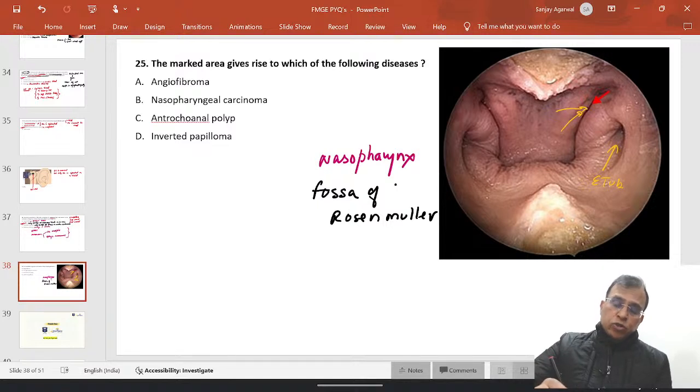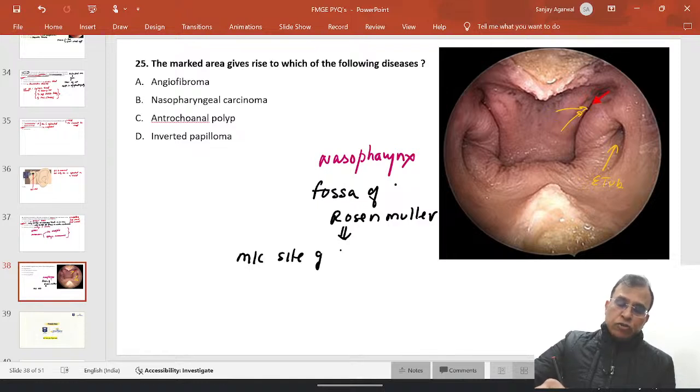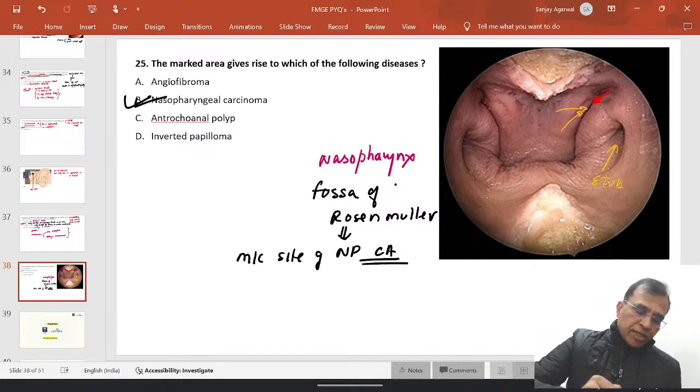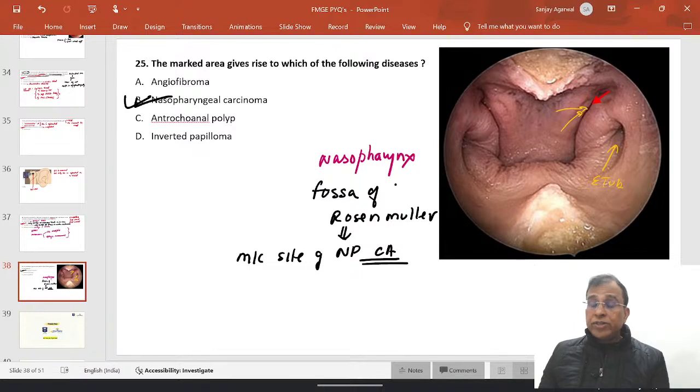Now, why is the fossa of Rosenmuller in the nasopharynx, behind the eustachian tube, important? Because it's the most common site of nasopharyngeal carcinoma. So which disease happens here? Nasopharyngeal carcinoma. Straightforward. That's why I told you nasopharyngeal carcinoma is very important. They've been asking this question so many times, and we have discussed 2 or 3 questions related to nasopharyngeal carcinoma because of the same reason.